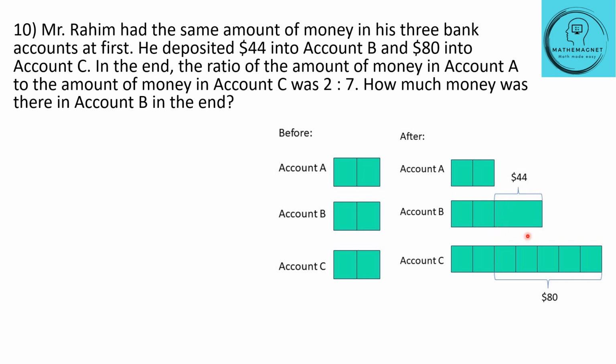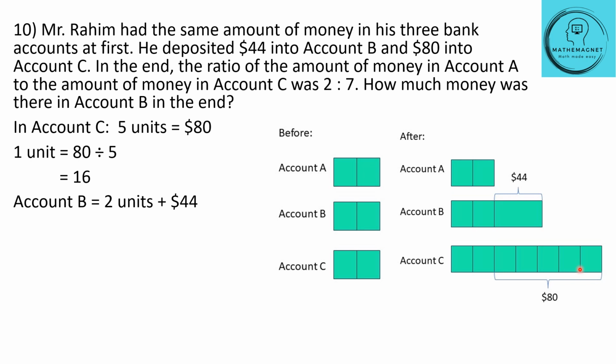We don't know how many units that comprises, and we know in account C $80 is added. Now we know after $80 is added to account C, the ratio becomes 2:7, that is between account A and C it becomes 2:7. So from the initial 2 units, it has become 7 units. So which means the additional $80 contributes 5 units. So we know in account C 5 units is $80. So 1 unit will be 80 divided by 5, which is 16.